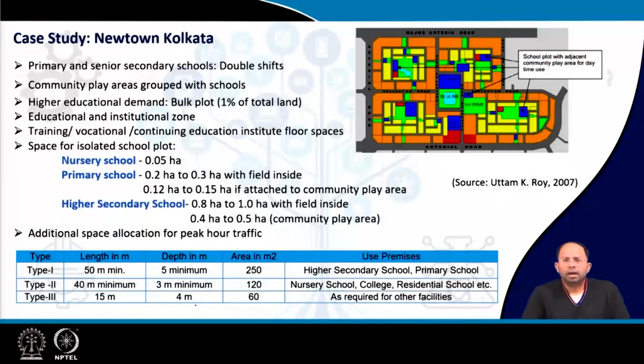Now, some key principles were followed. Some of the primary and senior secondary schools were thought to be operated under double shifts. Of course, that will reduce the area requirement, or the overall number of schools required, because the same school can operate in 2 shifts.